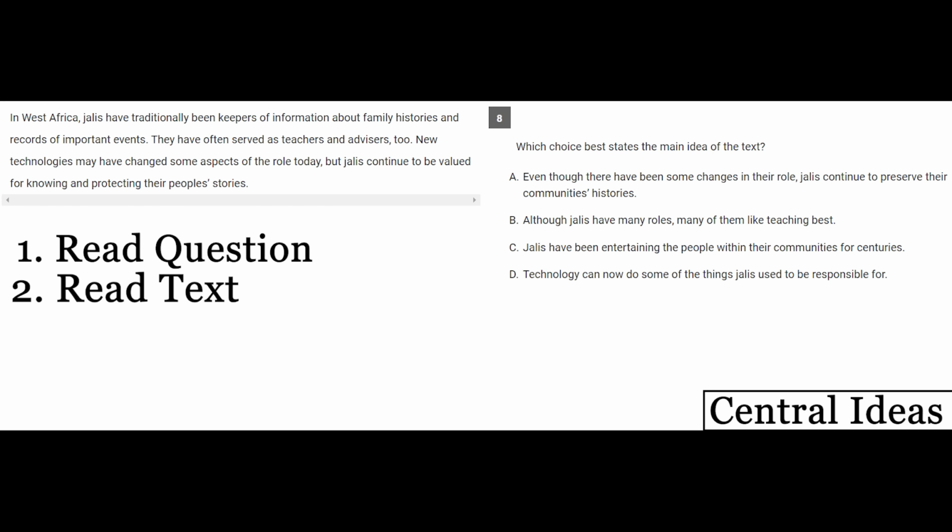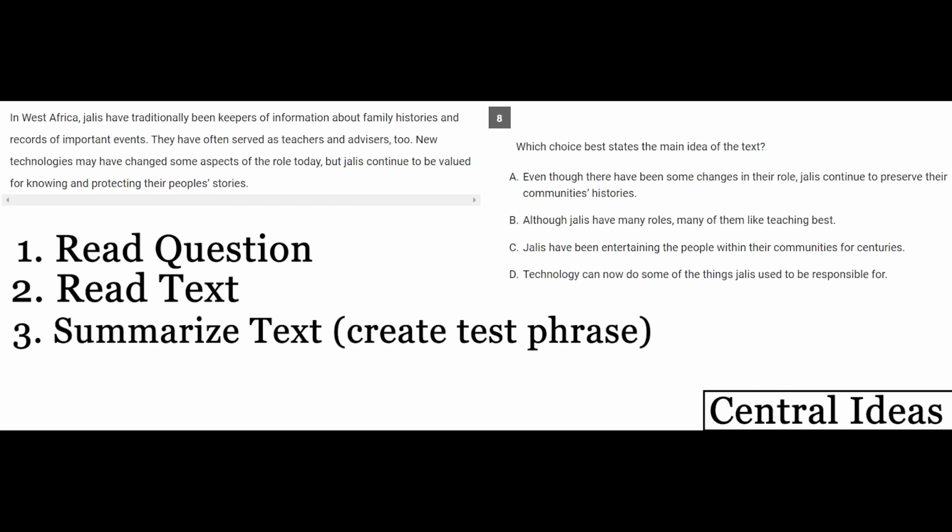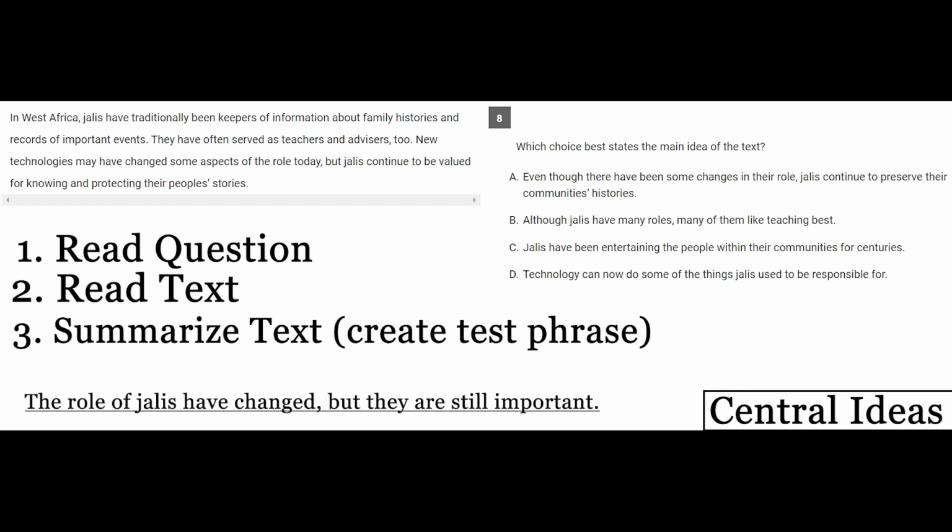In West Africa, Jalis have traditionally been keepers of information about families' histories and records of important events. They often served as teachers and advisors, too. New technologies have changed some aspects of the role today, but Jalis continue to be valued for knowing and protecting their people's stories. Now let's summarize the message of the text in one sentence. I would summarize this as, the role of Jalis has changed, but they are still important, which most closely matches with choice A.